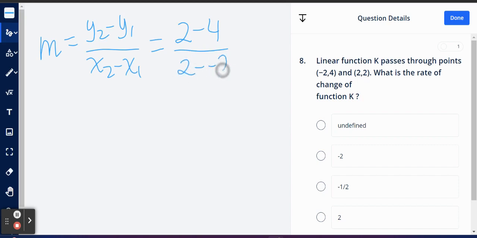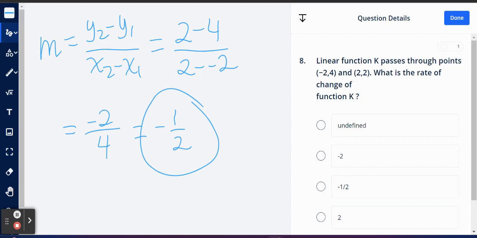All right, so be careful with that. 2 minus 4 is negative 2. 2 minus negative 2 is positive 4. And then I can reduce that to negative 1/2. So be careful. Make sure you simplify your answer at the very end. And it's negative 1/2 right there. So just be careful. Remember, minus and negative is the same thing as adding a positive. So 2 minus negative 2 is positive 4.